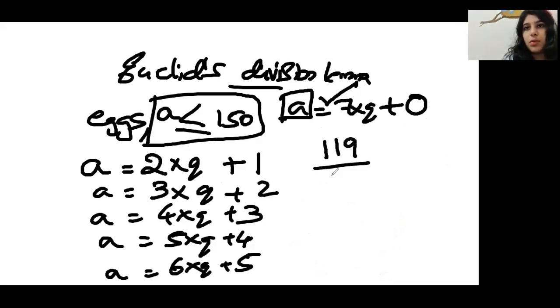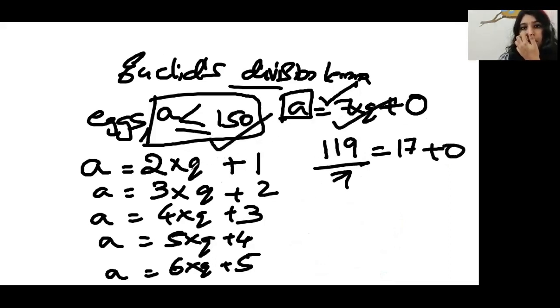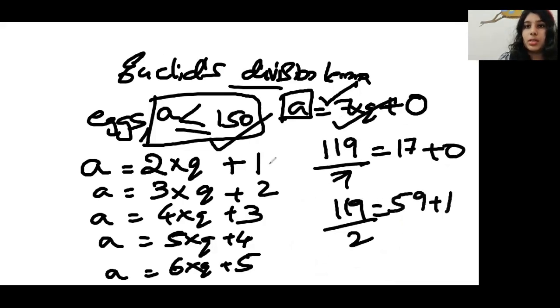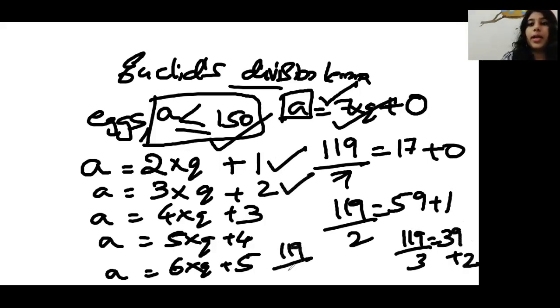So can we check 119 divided by 7? How many times? 1 time and 7 times. I'm getting 0 remainder. So this is satisfied. It is a number less than 150. So second case, if I'm dividing with 2, what will happen? 2 5s are, then 2 9s are 18 and 1 is remaining. This is satisfied. Next, if I'm dividing with 3, what will happen? 3 3s are 9, 3 9s are 27 and 2 is remaining. This is also satisfied. 119 divided by 4. So 4 2s are 8, 3 is coming there. So 9 4s are 36 and 3 is remaining. This is also satisfied.